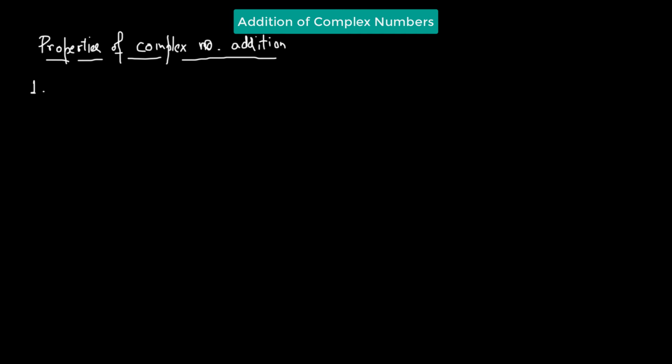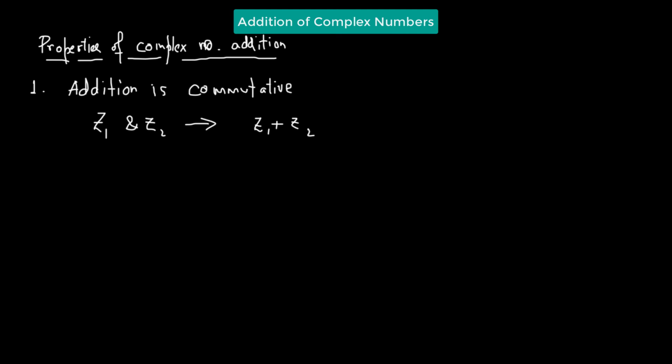So property number 1 states that complex addition is commutative. What does that mean? That means given two complex numbers z1 and z2, when we add them, z1 plus z2 is always going to be equal to z2 plus z1. So that means the order doesn't matter.